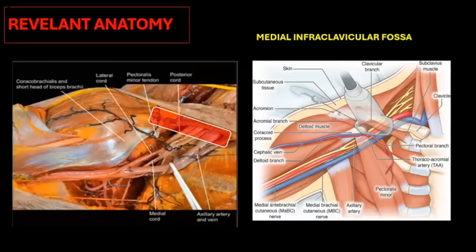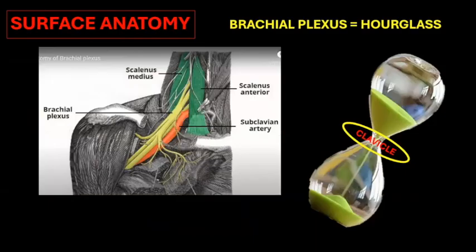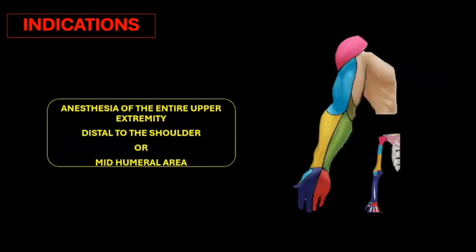This is the area of the medial infraclavicular fossa. At the level of the clavicle, the brachial plexus has, if you can imagine, an hourglass appearance; the narrowest part of the hourglass is at the level of the clavicle. It has certain advantages as a significant space.